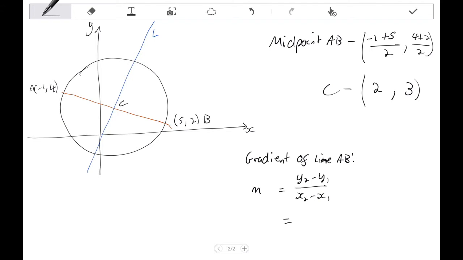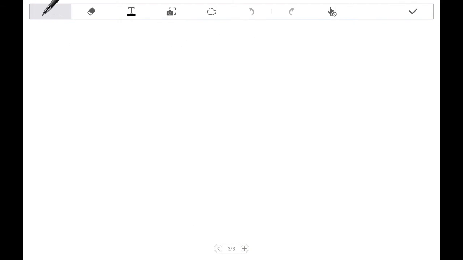It doesn't matter which one I call y1 and y2 as long as I am consistent between x and y. So this is going to be 4 minus 2 over minus 1 minus 5, which is going to be 2 over minus 6, which is equal to minus a third. So that's the gradient of the line AB. Now, we were told in the question that L was perpendicular to AB.